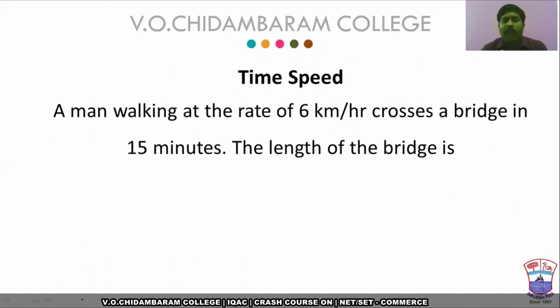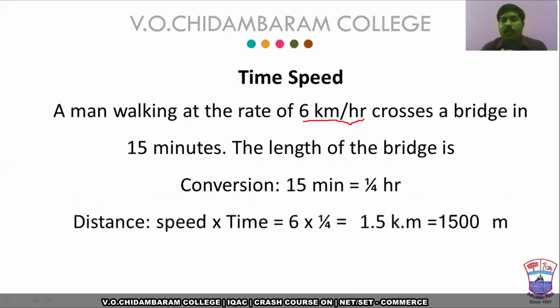So an example: a man walking at the rate of 6 km per hour crosses a bridge in 15 minutes. The length of the bridge is? So first you have to convert the minutes into hours, because the speed is in the unit kilometer per hour. So 15 minutes can be considered as 1 by 4 hours. For 1 hour, we have 60 minutes. So 15 by 60 is nothing but 1 by 4.